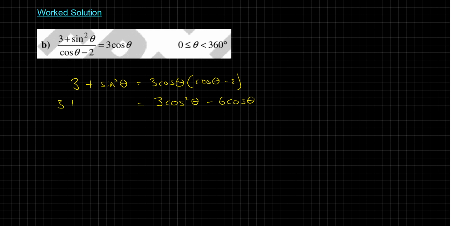Okay, so let's look at this one here. What are we going to do here? Okay, let's remove the fraction by multiplying both sides by cos theta minus 2, because fractions are quite difficult to solve in terms of having equations which are in your fractions. Then we're going to get 3 cos squared theta on the right minus 6 cos theta. Then on the left hand side, so I'm doing 2 steps in one here, I'm going to replace sine squared theta with 1 minus cos squared theta.